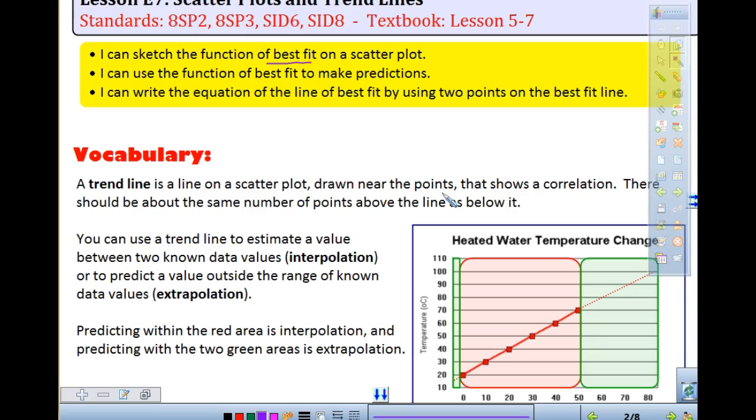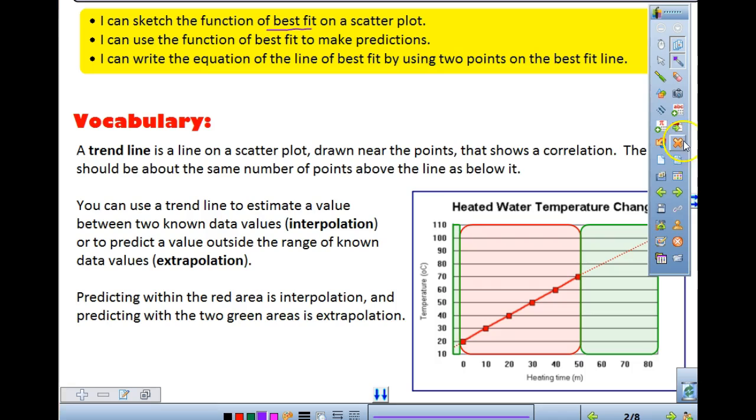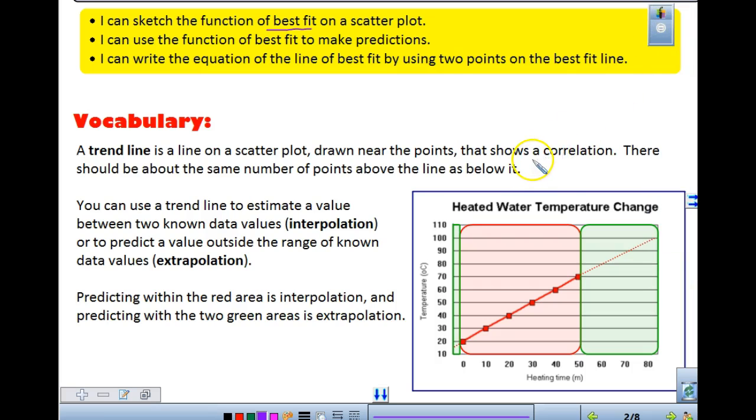So if you continue, Sam, reading where it says a trend line. A trend line is a line on a scatter plot drawn near the points that shows correlation. There should be about the same number of points above the line as below. Vanessa, would you read that last statement again? There should be about the same number of points above the line as below.